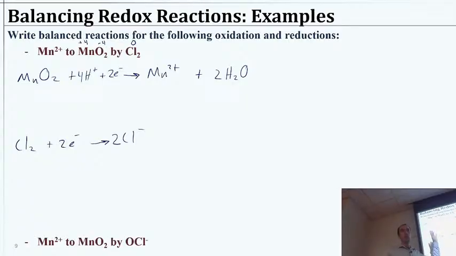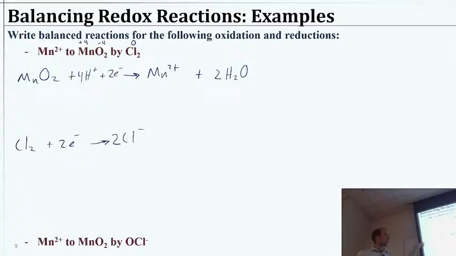And if we stop and think about it, we went from a 4+ to a 2+, so we could have just guessed in the first place that we were going to be adding 2 electrons somewhere. Okay, so that's how we split that up and say, now we have MnO2 plus 4H+ plus 2 electrons yielding Mn2+ and 2 waters. So that's half the reaction.